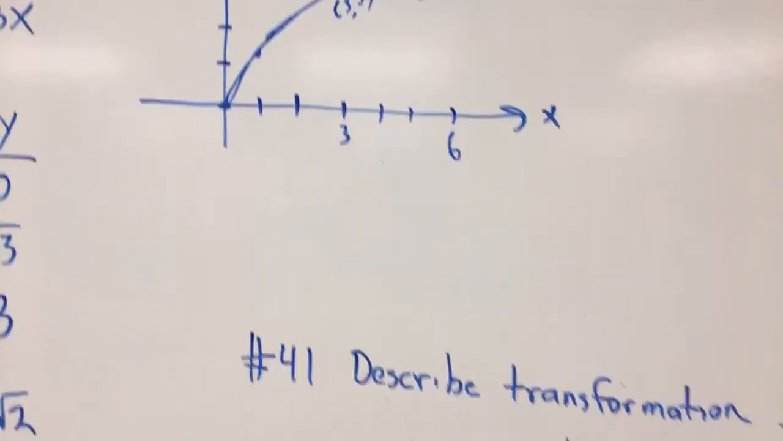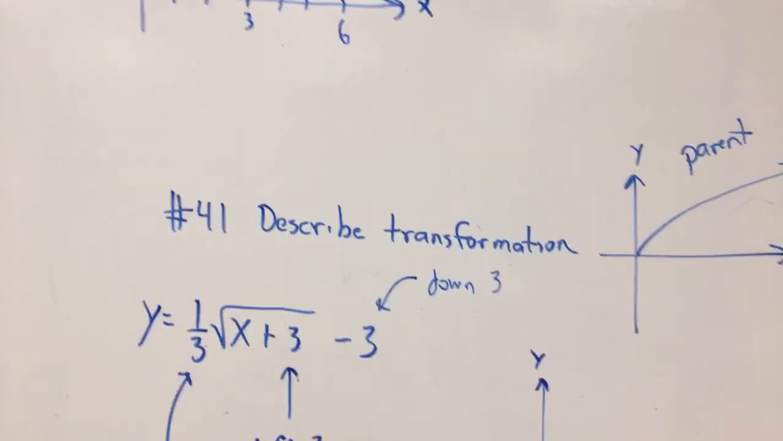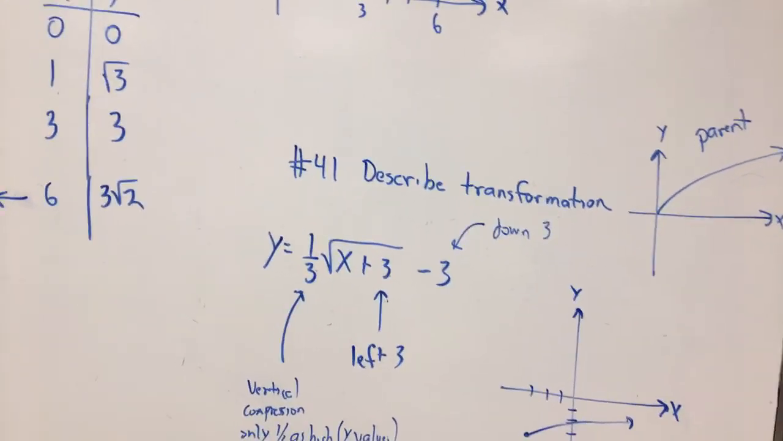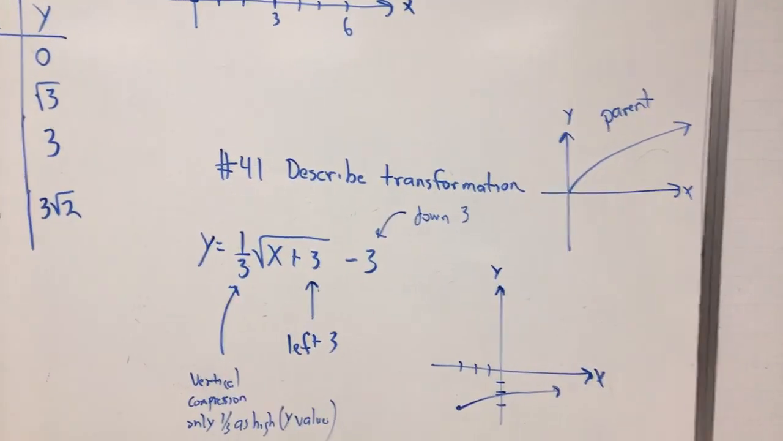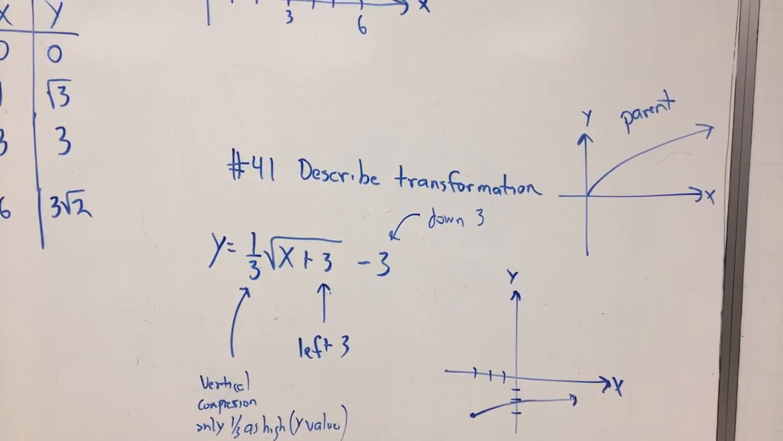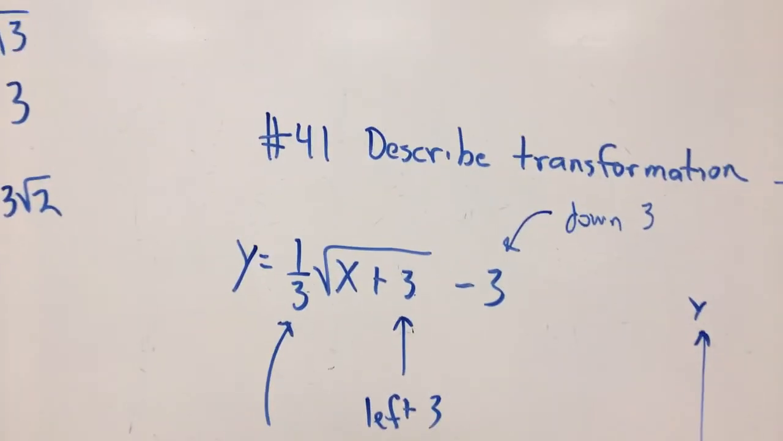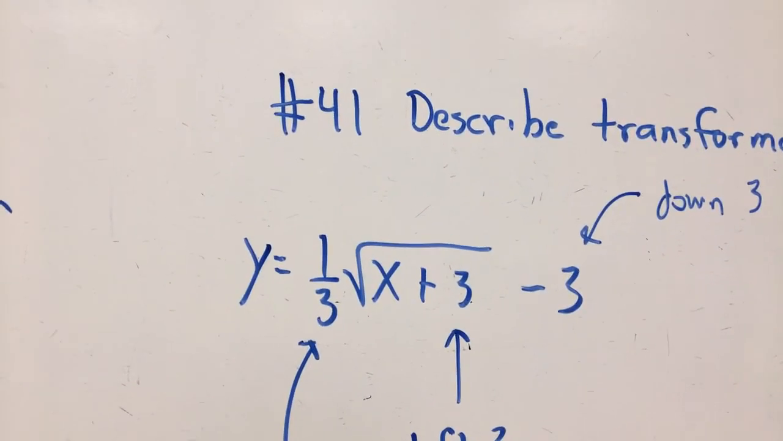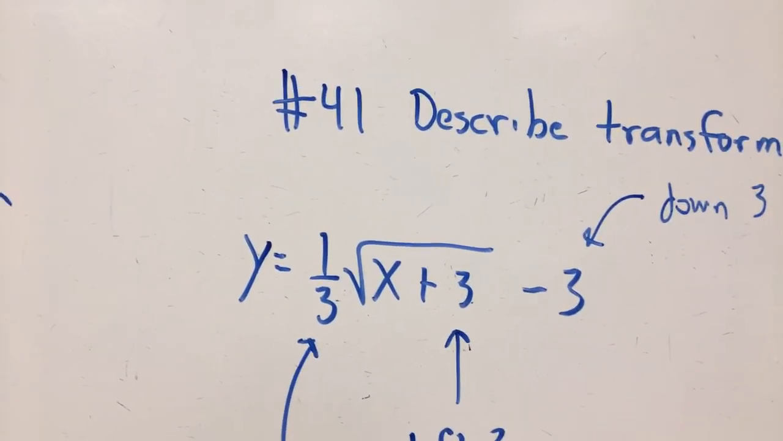All right, number 41. Describe the transformation. Just like when we did absolute values, we had the parent. Same way we did parabolas, things move around just like that, okay? So let's look at this. 41 says y is equal to 1/3 times the square root of x plus 3, minus 3.